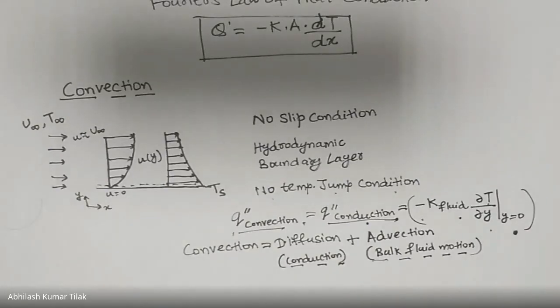Then, sir, so advection just changes the temperature gradient for conduction. Temperature gradient for conduction? I don't understand what you are asking here.